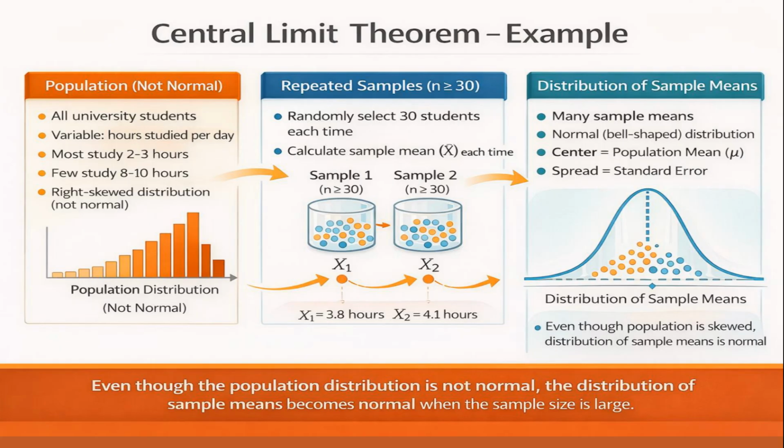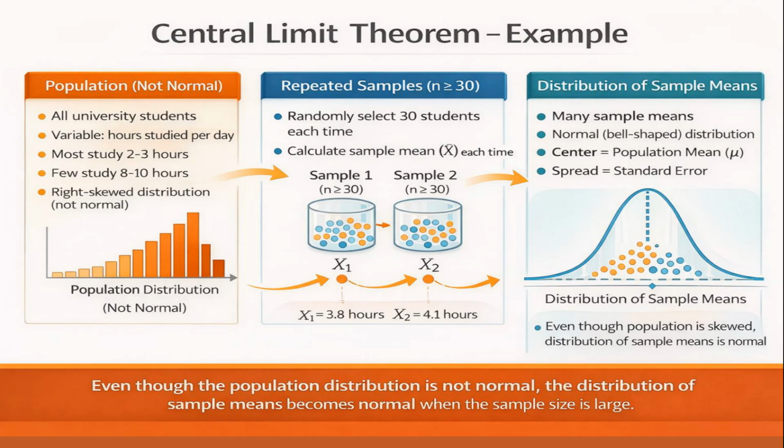As we take more samples, the curve becomes smoother. The estimates become more stable. This happens only because sample size is large, n is greater than or equal to 30. The central limit theorem tells us, even if the population distribution is not normal, the distribution of sample means will be normal when the sample size is sufficiently large.